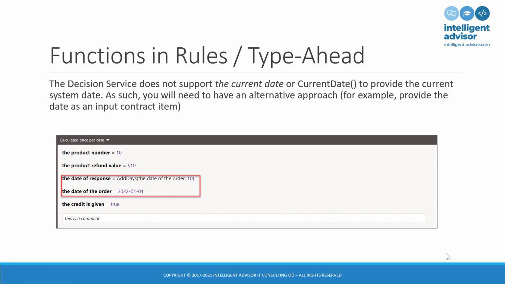Still on the subject of functions, one thing that surprises people is that the current date does not exist. The decision service doesn't support the idea of the current date. As such, you will need an alternative approach. For example, specify that the date is an input contract item and receive that date from an external application. Once you have a date, of course, you can use the existing functions, which include the ever popular add days, add years, and so on.